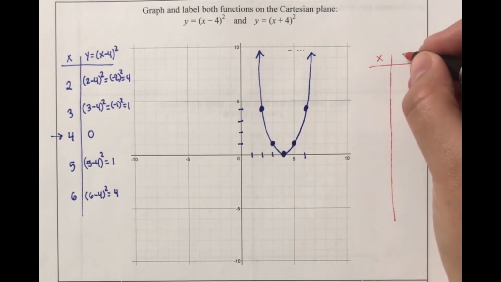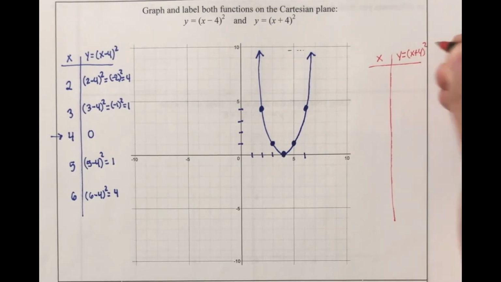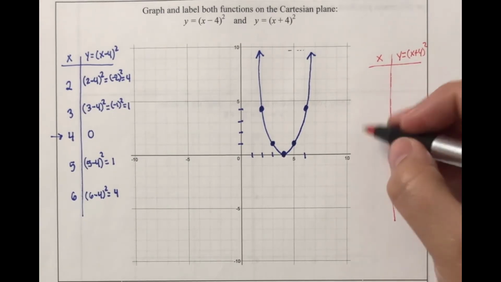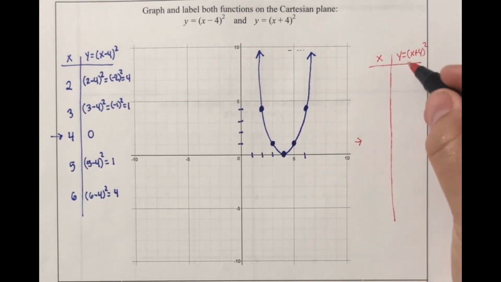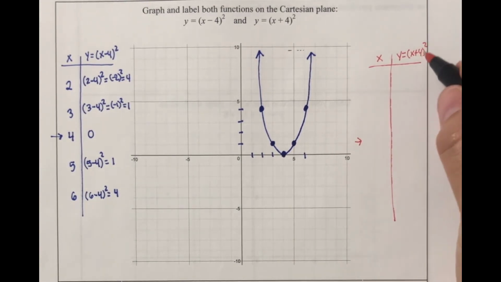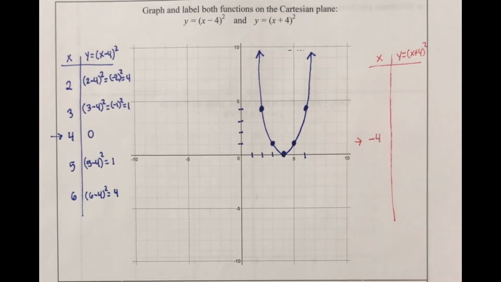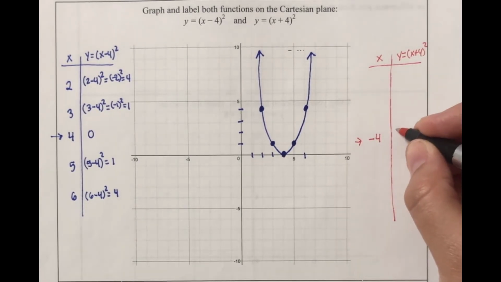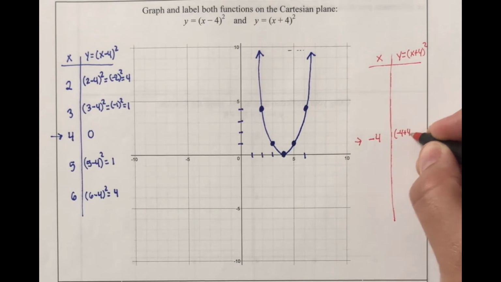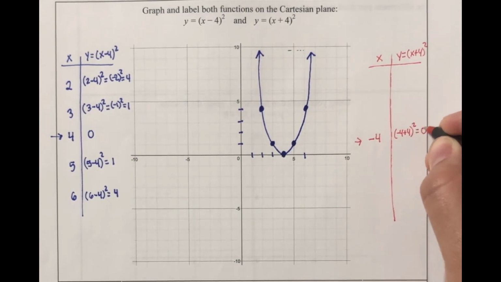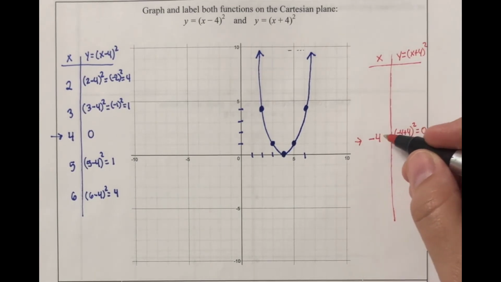So x and then y is x plus 4 quantity squared. All right, so think about it before I write it. What should I put in the middle of my table here? What number will make this quantity, before I square it, the quantity 0? Okay, hopefully you thought of it. -4. So -4 plus 4, when I plug that in, I'm going to get out 0 from the squared part of this.